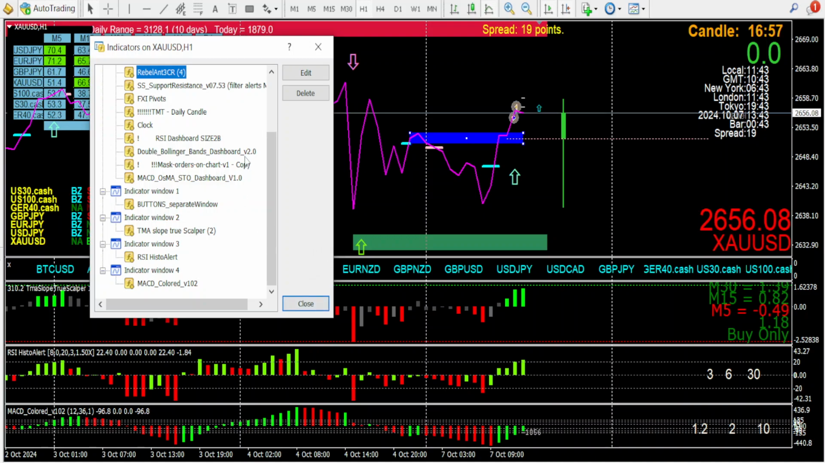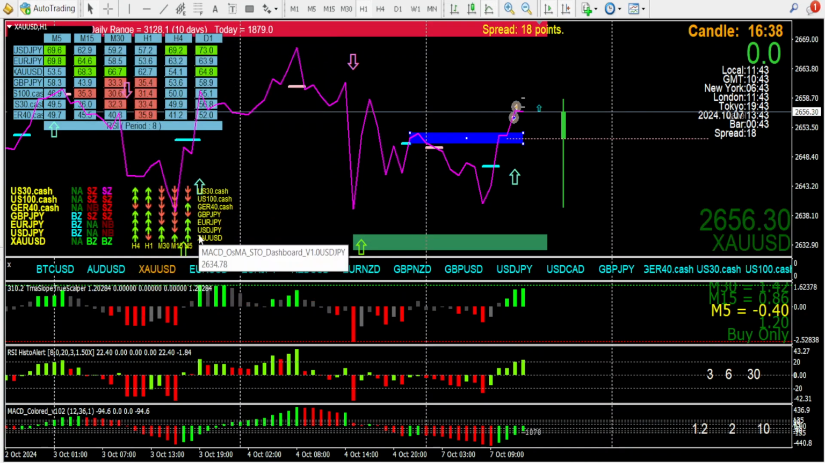Double Bollinger Bands, and then the MACD. I found this on CJA. He's a fantastic coder on Forex Factory. This isn't one of his, I don't think. It's a modified version, and that is what we have going on here.